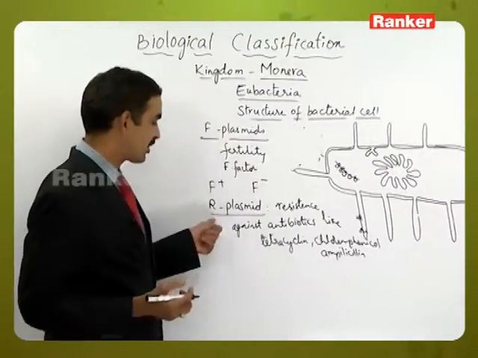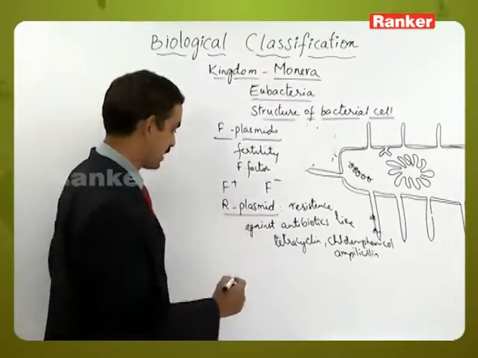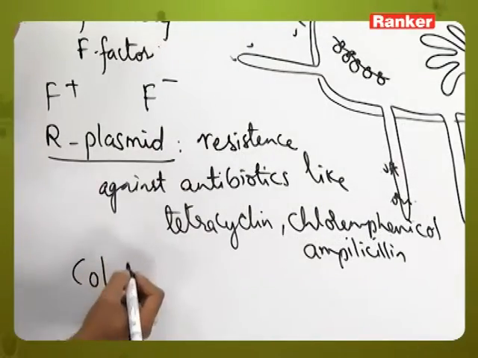So this is a special biological character that is acquired by the bacteria due to the presence of this R plasmid. The other one is the col plasmid.